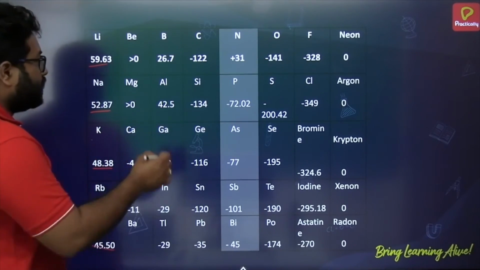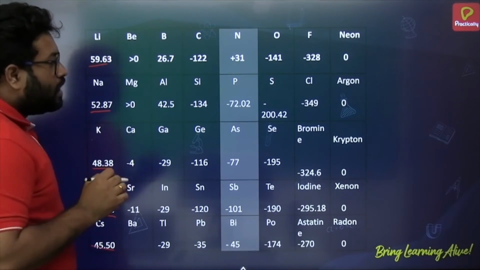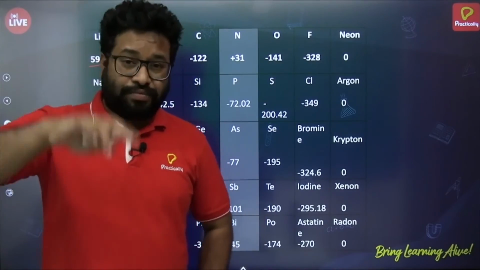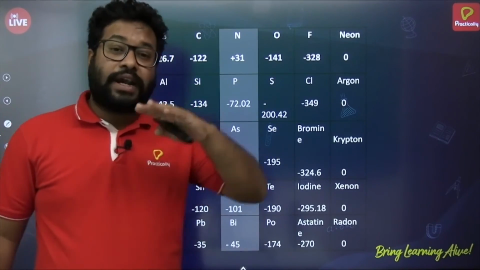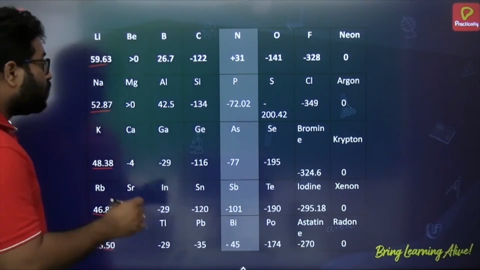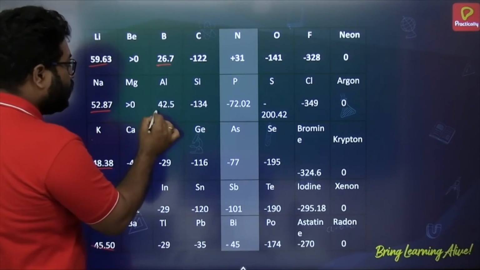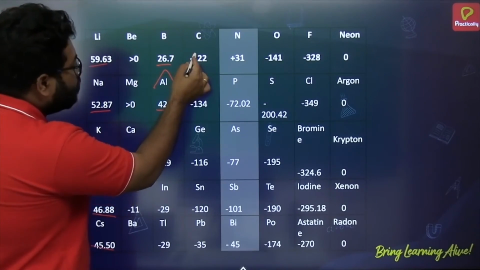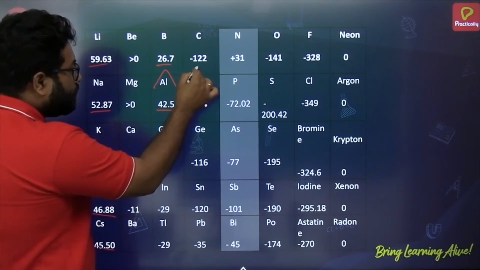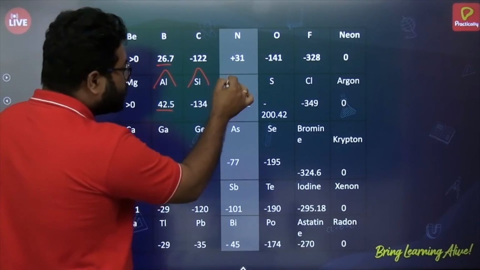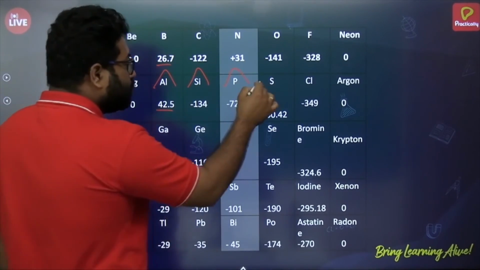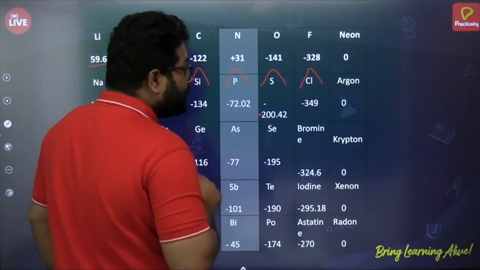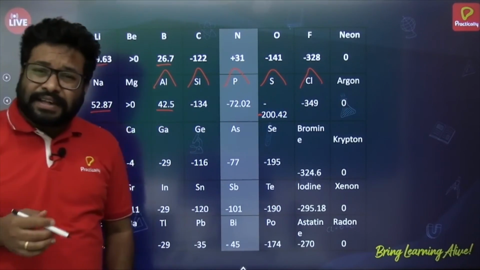What I want to point out here is that look at the value of aluminum and boron. Do you remember, as I told you, that as you go down the group, the value of electron gain enthalpy also decreases? But look here, when you go from boron to aluminum, it has actually increased. Similarly, from carbon to silicon it's increasing. From nitrogen to phosphorus, also increasing. From oxygen to sulfur, also increasing. From fluorine to chlorine, also increasing. Isn't it something strange?